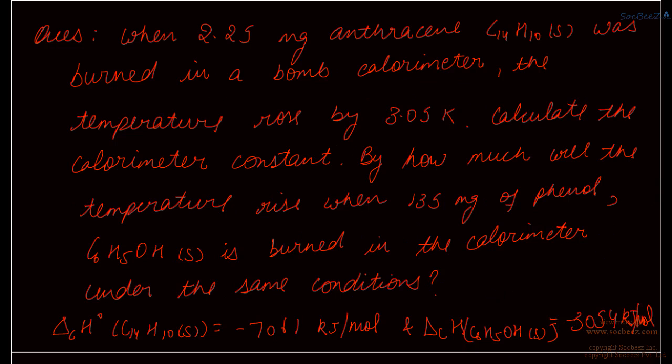The question says that when 2.25 milligram anthracene, that is C14H10 in solid form, was burned in a bomb calorimeter, the temperature rose by 3.05 Kelvin. Calculate the calorimeter constant, and by how much will the temperature rise when 135 milligram of phenol, that is C6H5OH, is burned in the calorimeter under the same conditions. We are given the heat of combustion of anthracene and of phenol here.